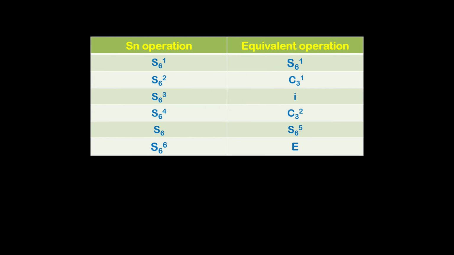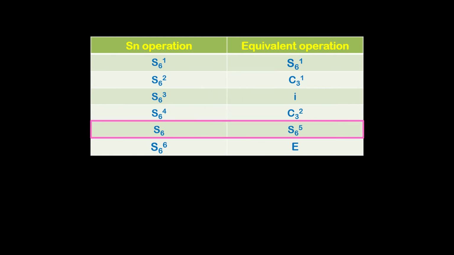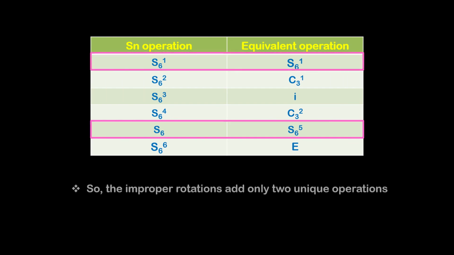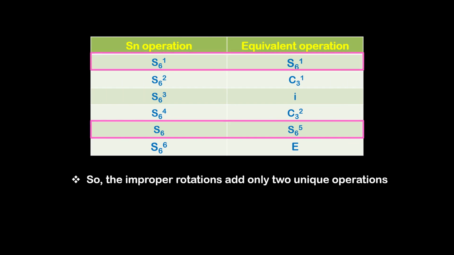From this we can say that there are equivalent operations. Here the improper rotations give only two unique operations. This is about staggered and eclipsed ethane having an improper rotational axis. Okay, thank you.